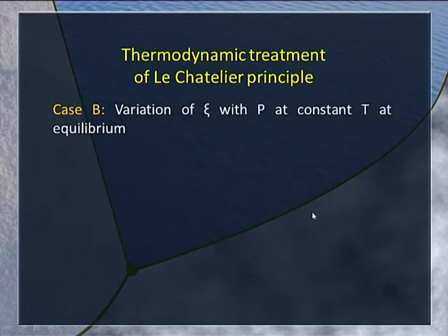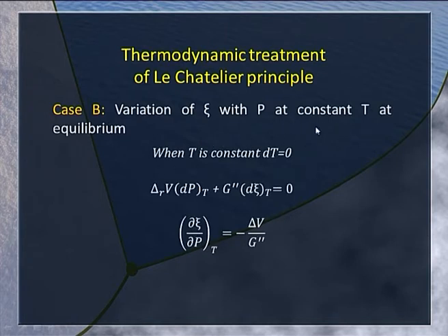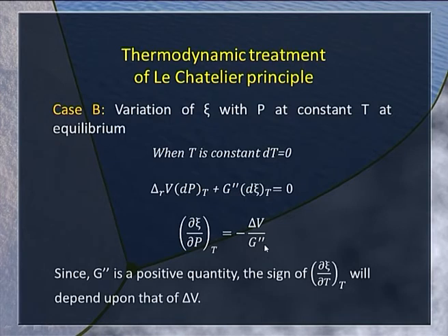If you look at the other possibility, where ξ will change with pressure at constant temperature, we represent the constant temperature by dT equal to 0. So, the term which contains dT disappears from the equation, and we get ΔrV dP at constant temperature plus G double prime dξ at constant temperature equal to 0, and we rearrange this expression. In this expression, the G double prime is a positive quantity. So, there is a direct dependency of ΔV, the volume change, with the term in the bracket, that is ∂ξ by ∂P at constant temperature.